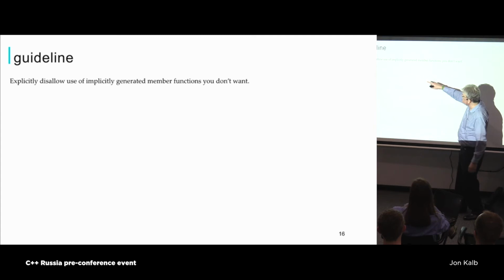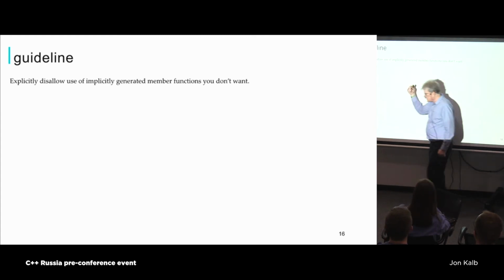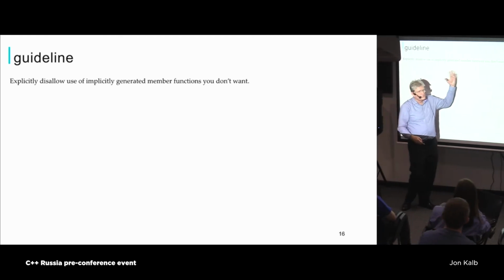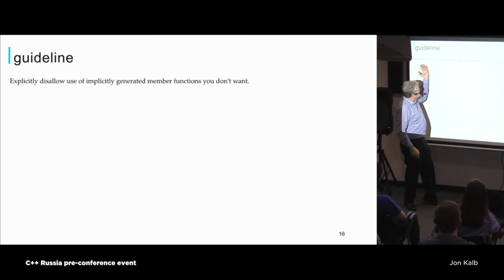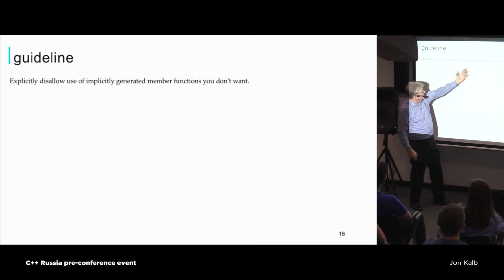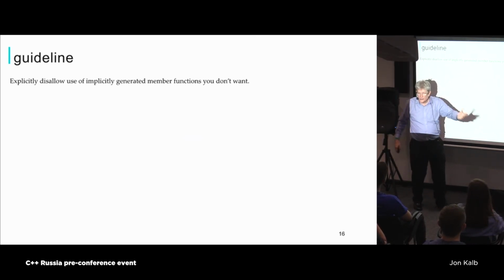So the guideline is explicitly disallow use of implicitly generated member functions that you don't want. And that's an update from Scott's advice. Well, it's actually the same item, but this is now saying use delete instead of making it private.